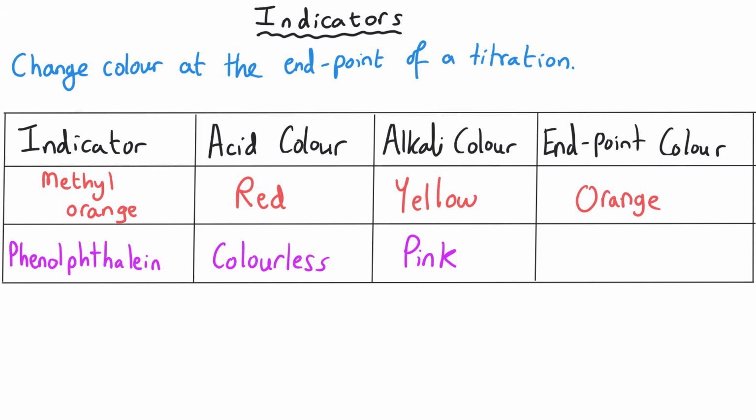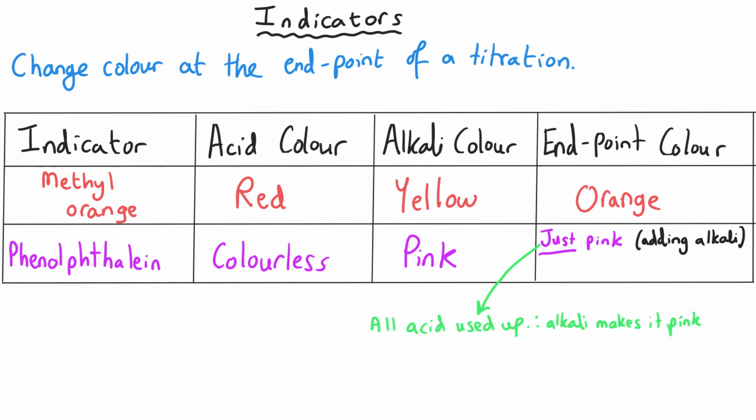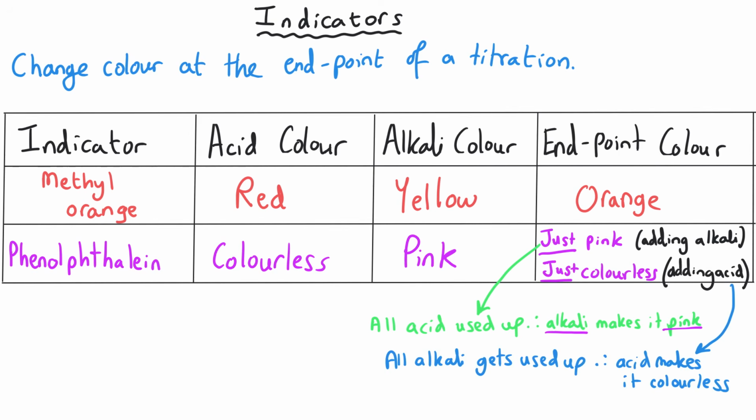If you're adding alkali to the conical flask, you stop when the colour goes pink, just. And that's because all the acid has been used up and you've added 1 drop of alkali to get the alkali colour. If you're adding acid to your conical flask, you will stop when it goes just colourless because all of the alkali has now been used up. In a way, phenolphthalein is an easier to use indicator because it is one colour or the other.